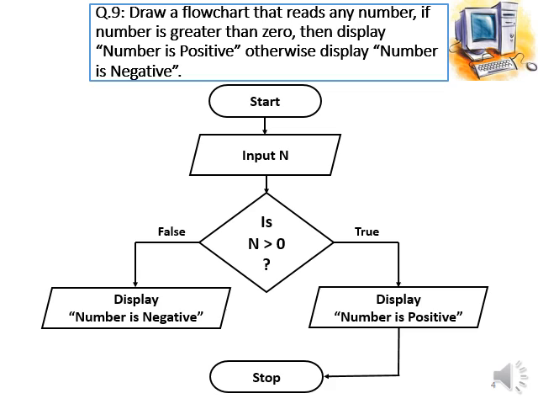So in that case we will have a different result, and it will display "number is negative" because the condition is false. And then go to the stop terminal symbol. So a conditional statement always gives us one of two possible results. In case of true, there will be a different result, and in case of false, there will be a different result or output. So I hope you have understood the concept of this diamond and conditional statement.